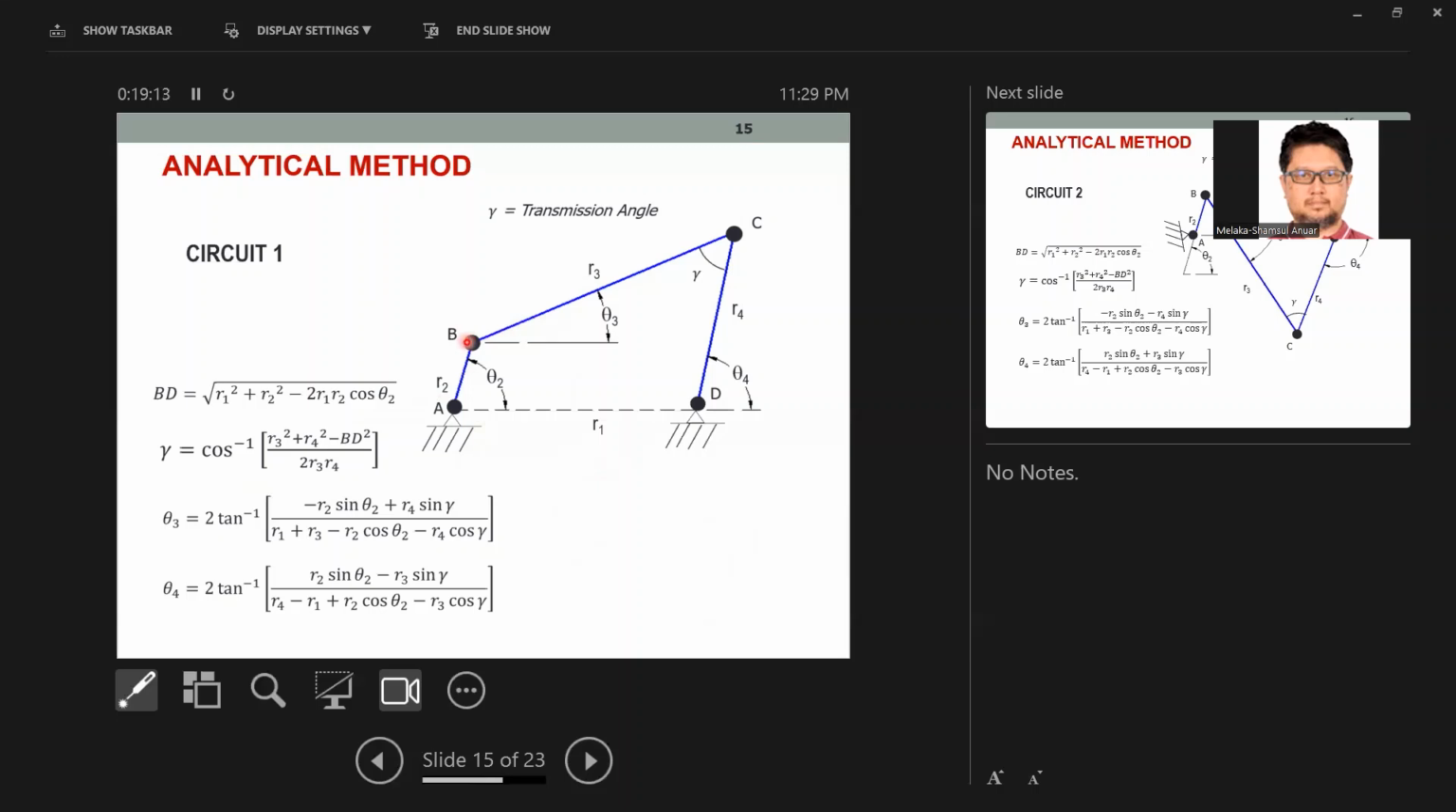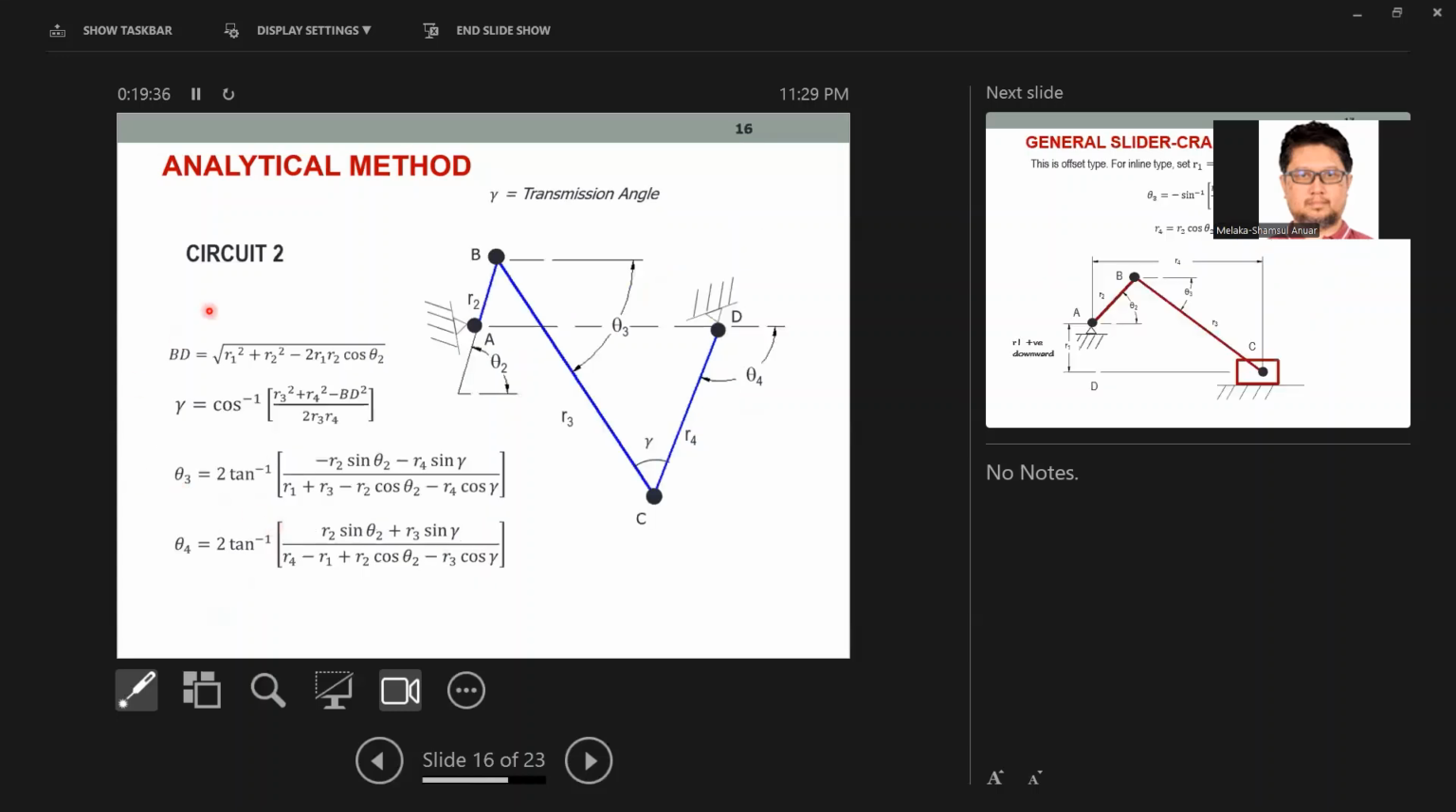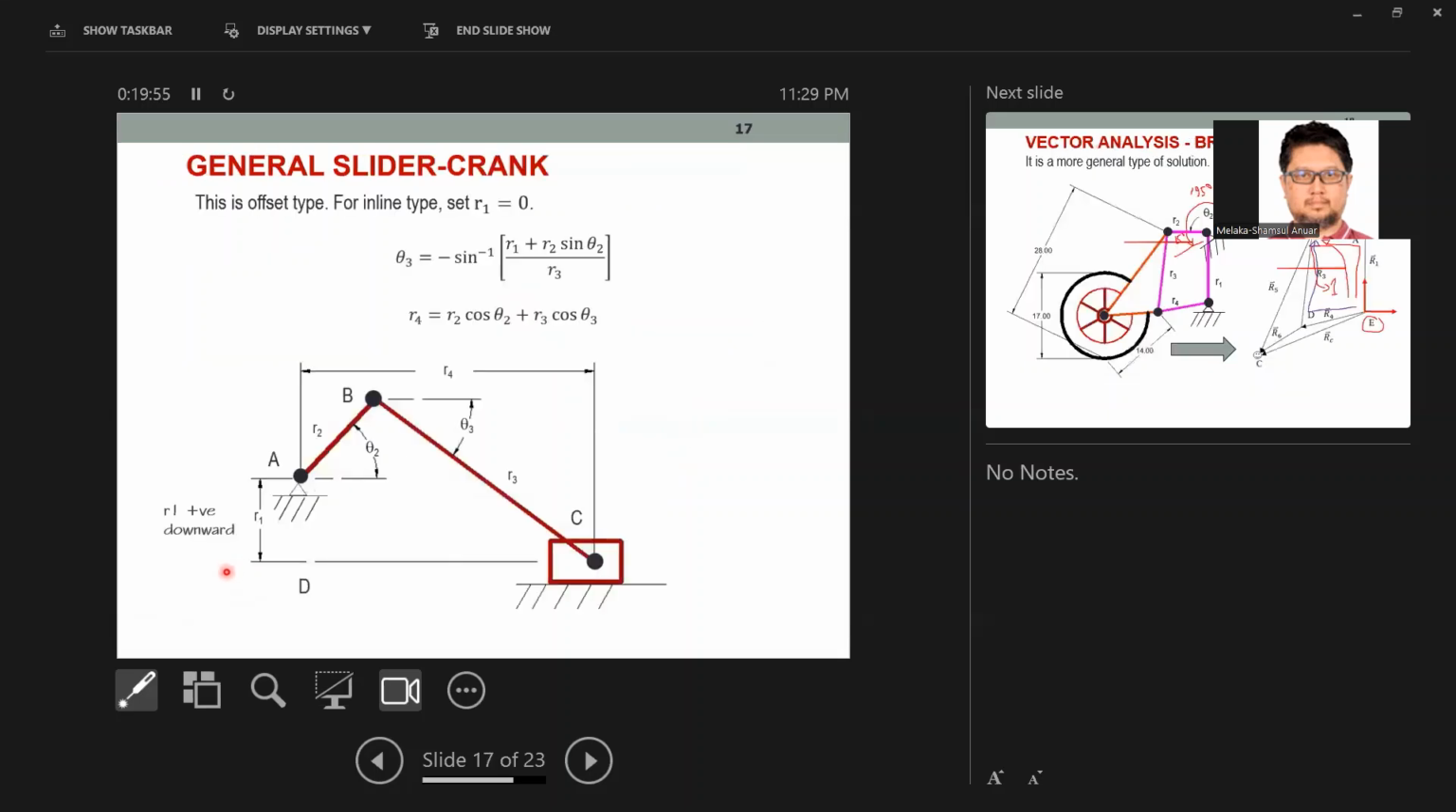For the analytical method, the graphical method is done. For the analytical method, there are two ways. One way is to use this equation. If you look at the book by Mishka, he has done all these things, and the same set is for circuit number 2. I guess the top two are the same, but when you get to theta 3 and theta 4, it's a bit different. And lastly, we also have closed-form equations for slider cranks. You need to know the lengths R2, R3, and R1.